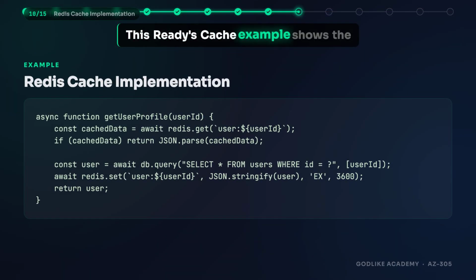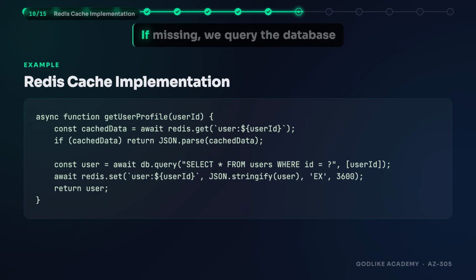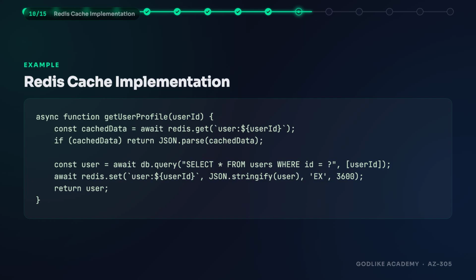This Redis cache example shows the pattern in action. We check for cached data first. If missing, we query the database and set the result with an expiration time. This reduces latency and protects the database from heavy read loads.